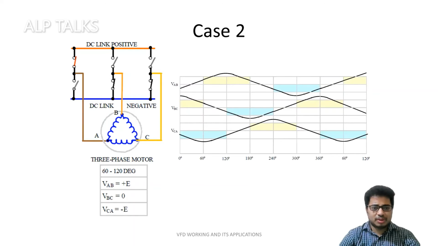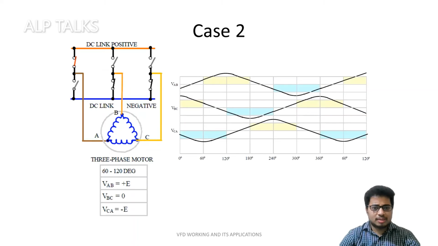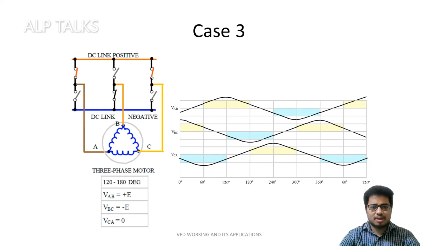In case two, you can see it is a little bit different. Here these two bottom switches were turned on, so it will conduct from 60 to 120 degrees, and the current flow will follow this path. In a similar way, let's go to the third case. It is similar, from 120 to 180 degrees. Here we opened the bottom one and gave the triggering supply to 3A.